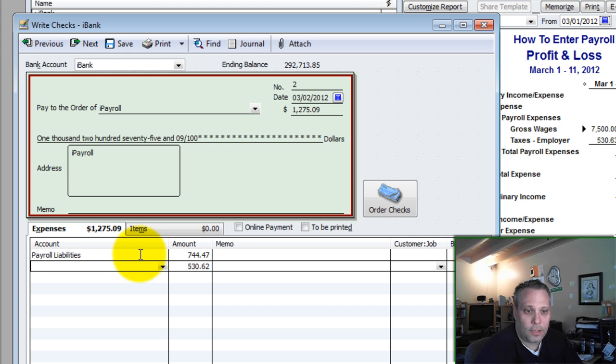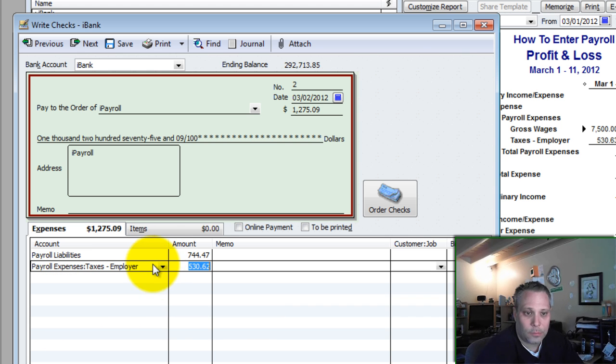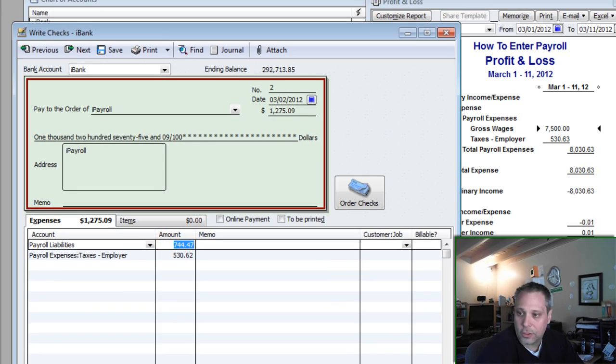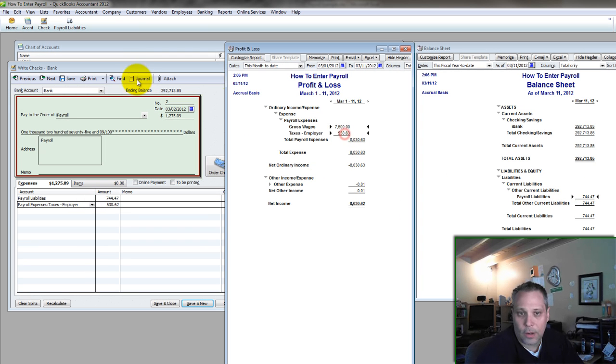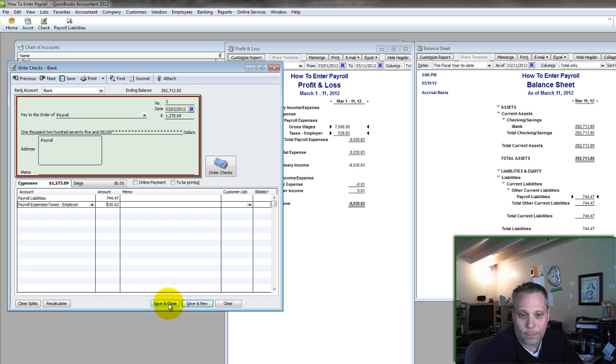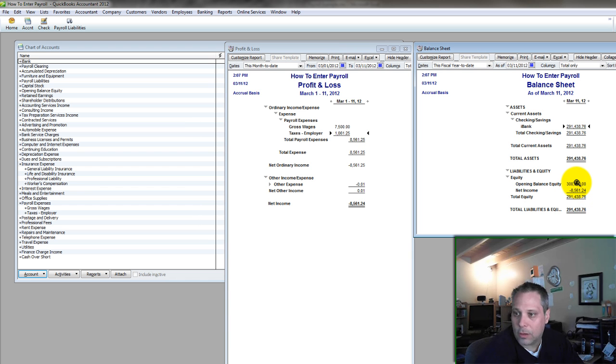$744.47. The difference is the $530.62. That goes to my taxes. My employer taxes, that's an expense. This amount is just getting rid of a liability. This amount is going to come over here onto the profit and loss as an expense. Watch what happens when I save it. Boom. Now my employer taxes just increased. My liabilities go away when I update my balance sheet. And of course, my bank balance now reflects that payment of the $1,275.